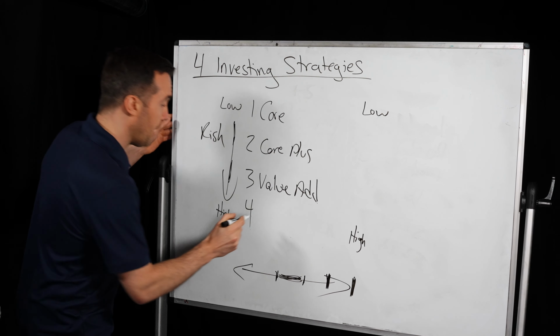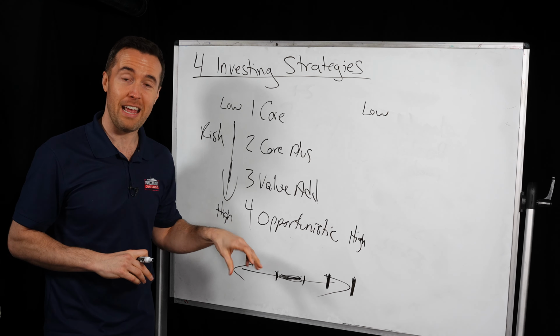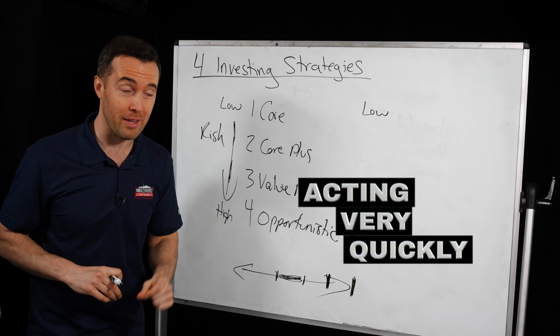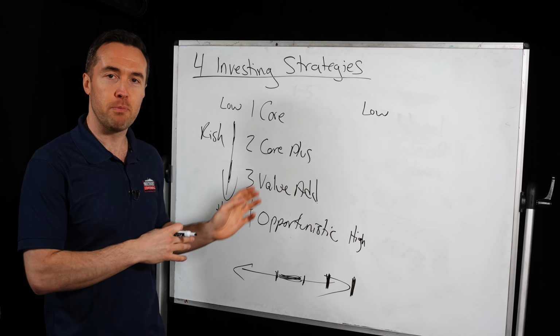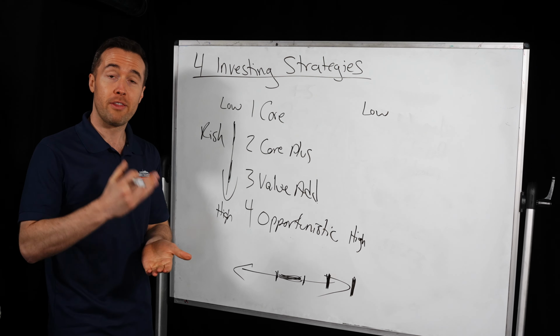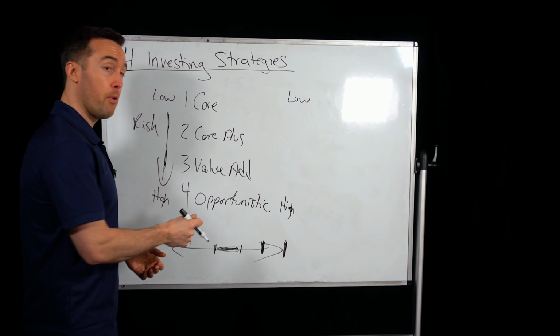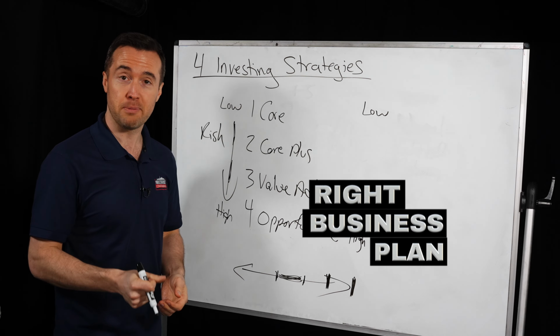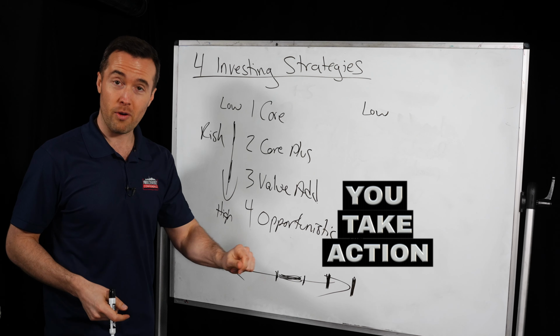And number 4 is called opportunistic. Now, opportunistic, this is where you are hunting for the best opportunity you can find and you're acting very, very quickly. So for example, maybe you come across an office building, everybody's moved out, they're in financial trouble, they're about to default on their loan, you move in, you have the money ready, you pull the trigger, and you have your business plan with how you're going to turn things around. Somebody's in distress, you find it, you're going to take action.